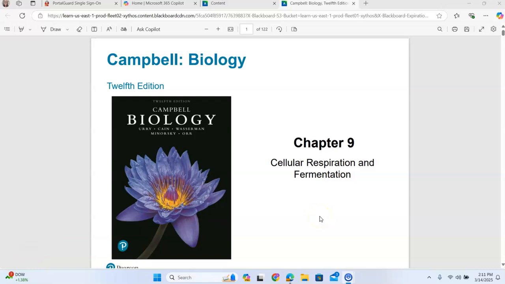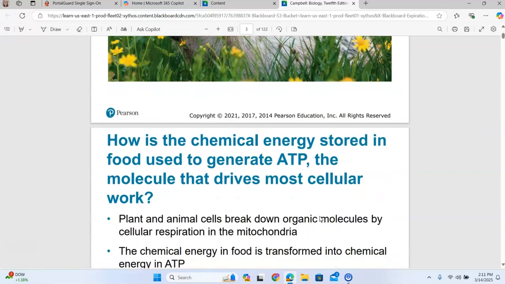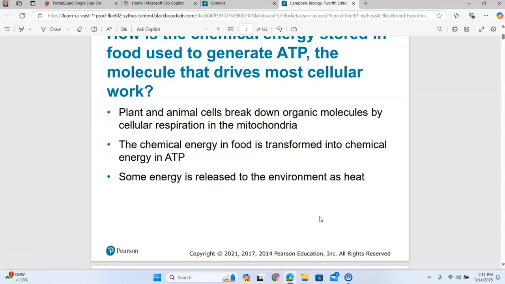These are the lecture notes for Chapter 9 on cellular respiration. So basically, cellular respiration is the process where living things break down organic molecules, mostly in the form of glucose, and they break down those organic molecules such as glucose into carbon dioxide and water, and ATP is produced. So the chemical energy in food is transformed into the chemical energy of ATP.